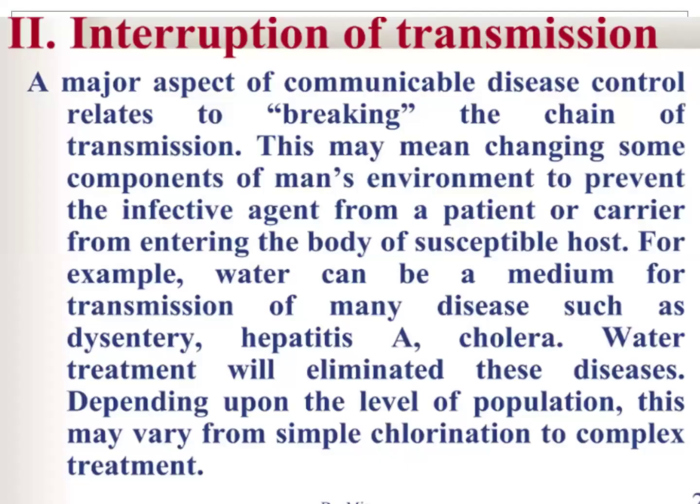Then interruption of transmission, which is a major aspect of communicable disease control, which relates to breaking the chain of transmission, which means changing some component of man's environment to prevent the infectious agent from a patient or carrier from entering the body of a susceptible host. For example, water can be a medium of diseases like dysentery, hepatitis A, and cholera, and the treatment of water will eliminate these diseases. Depending upon the level of population, this may vary from simple chlorination to complex treatment.